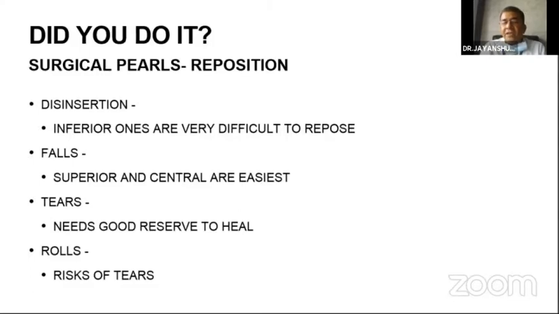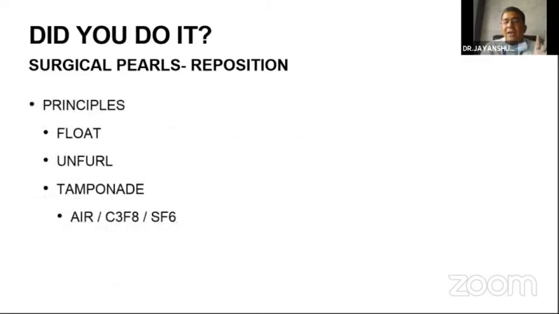If there are tears in the detachment, then we have to understand that this endothelium is going to heal by the cell sliding over the uncovered areas. So we need a very good reserve to heal in such situations. And if there are scrolls, we have to unfurl the DM, and then we can ourselves introduce the risk of tears in such situations. So keep this in mind when we are actually handling these cases.